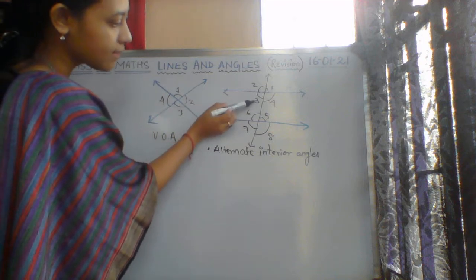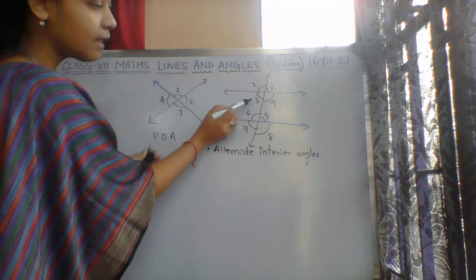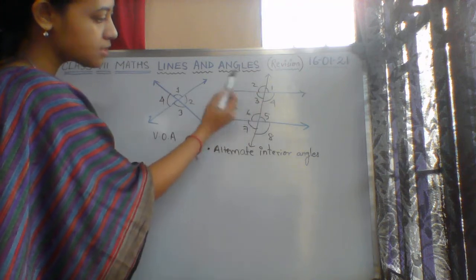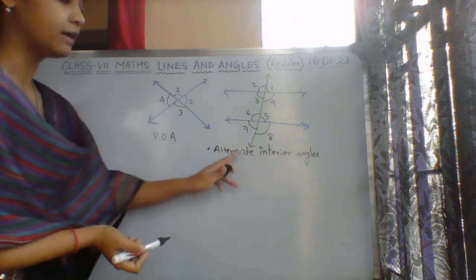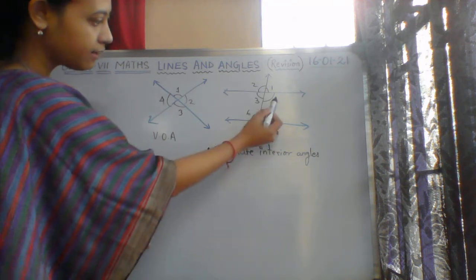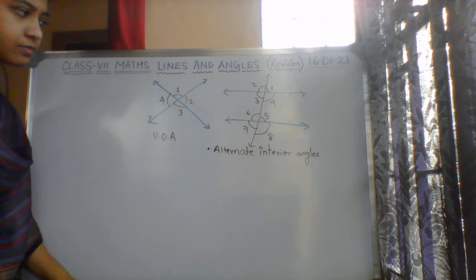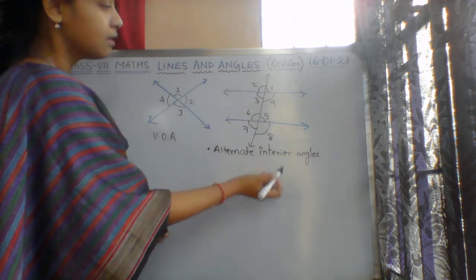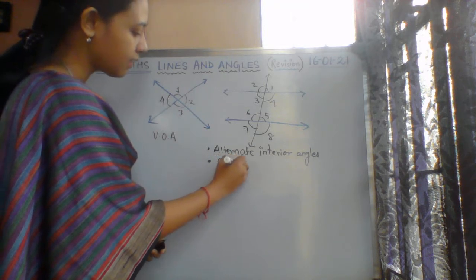So you can see 3 and 5. They are present inside the parallel lines, and they are present on opposite sides of the transversal. So 3 and 5 are alternate interior angles. Similarly, 4 and 6 are alternate interior angles. Now you have also learnt about corresponding angles.